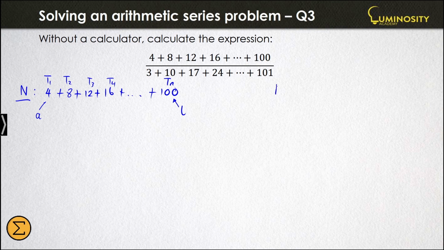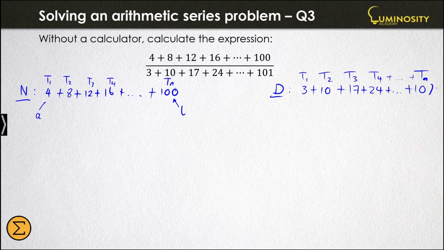For the denominator, it looks similar. It's 3 plus 10 plus 17 plus 24, all the way up to plus 101. Well, that's term 1 plus term 2 plus term 3 plus term 4, all the way up to term n. Again, we don't know what this n is for this sequence. It could be the 7th term, the 20th term, or the 15th term. We actually don't know, but we can work it out.